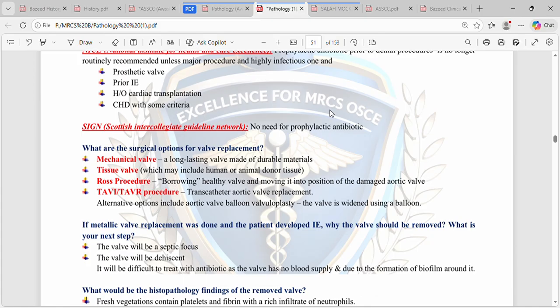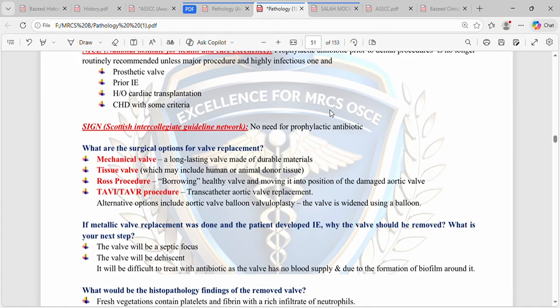What are the surgical options for valve replacement? So, mechanical valve, a long-lasting valve made of a durable material. Tissue valve, which may include human or animal donor tissue. Ross procedure, borrowing a healthy valve and moving it into the position of the damaged aortic valve. And TAVI or TAVR procedure. So it is transcatheter aortic valve replacement.